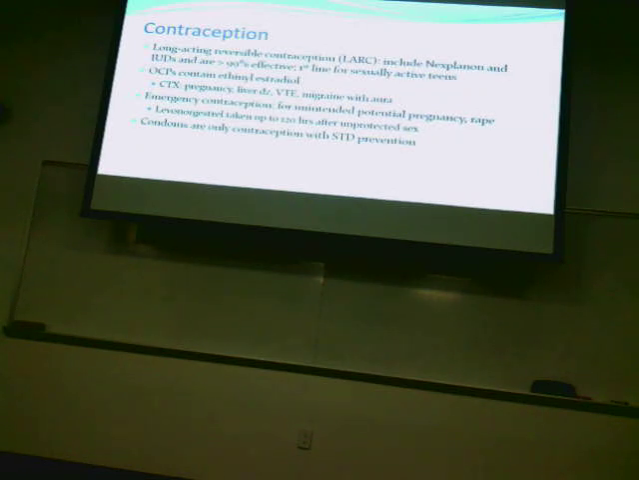Our emergency contraception is Plan B, and we do this in cases of unintended potential pregnancies or rape. Levonorgestrel, so this is progesterone, and you can give it up to 5 days after unprotected sex, but you should ideally give it within about 2 days for it to work the best.